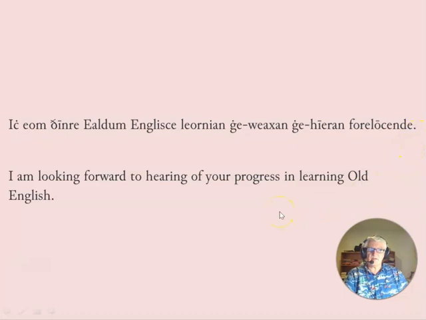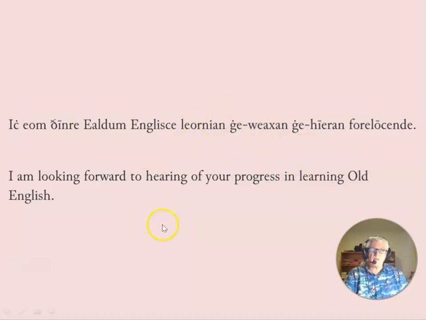I have in previous videos pointed out that the first verb goes into the second place, as in all Germanic languages, and then second, third, fourth verbs go to the end. So the second verb goes to the very end. So am is the first verb, second place. Looking forward, a single verb farelokende, present participle, because it's taking place in the present, and ongoing in the present. And that goes to the very end. And then other verbs, to hear goes here, progress goes here, and to learn goes here.